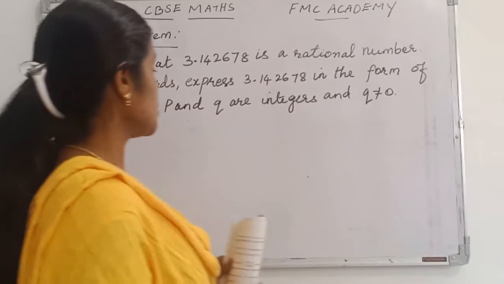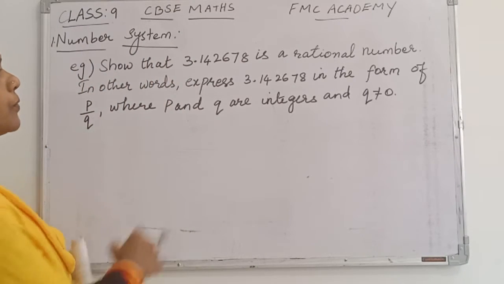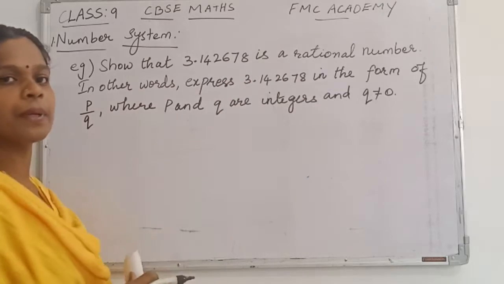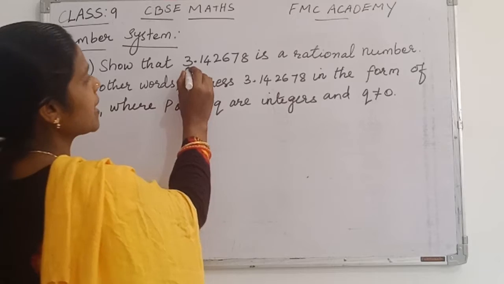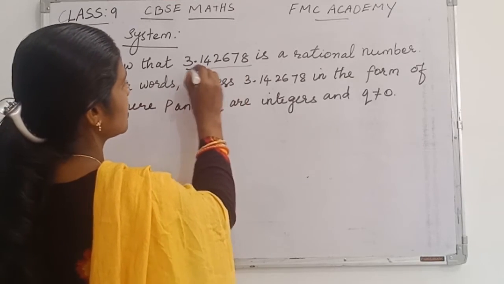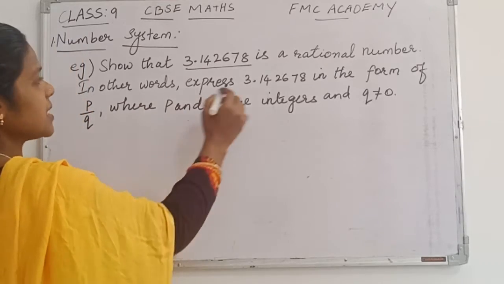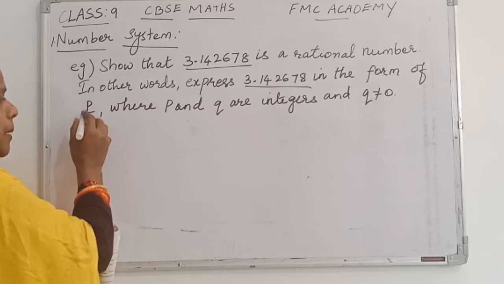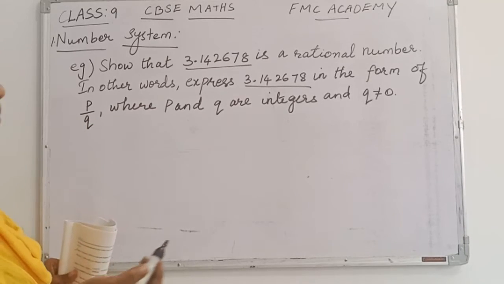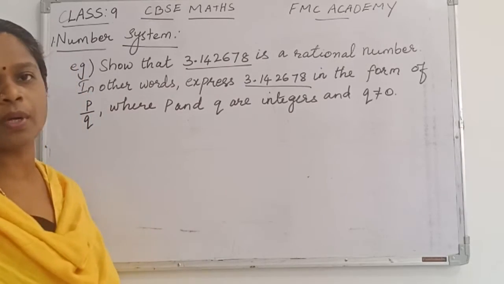Now just see the first example here. Show that 3.142678 is a rational number. So actually here itself the answer is there. It is a terminating decimal. So a terminating decimal definitely is a rational number. Then the same number we are going to express in the form of p by q. In p by q form, p and q should be integers and q is not equal to 0.